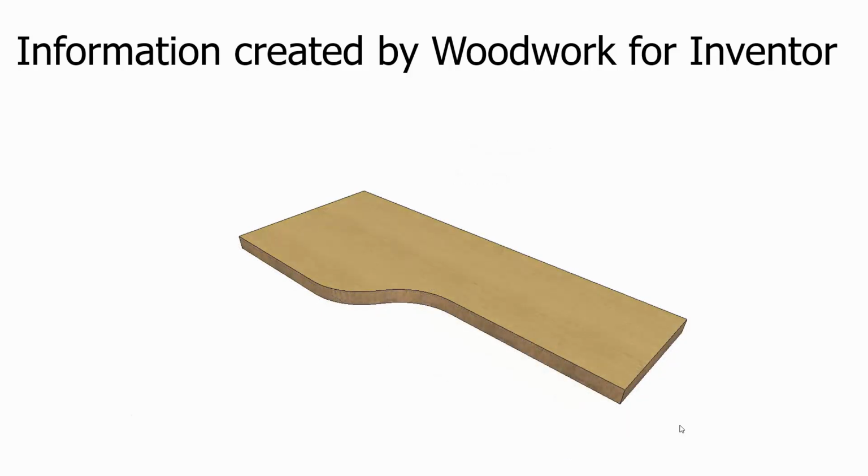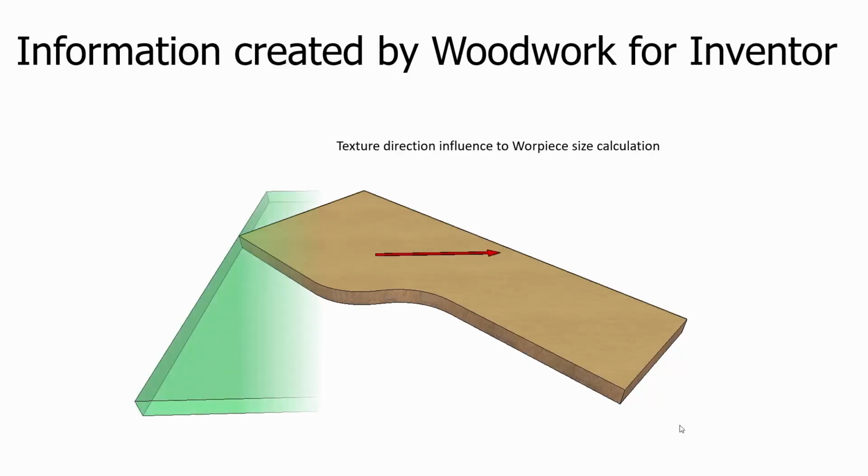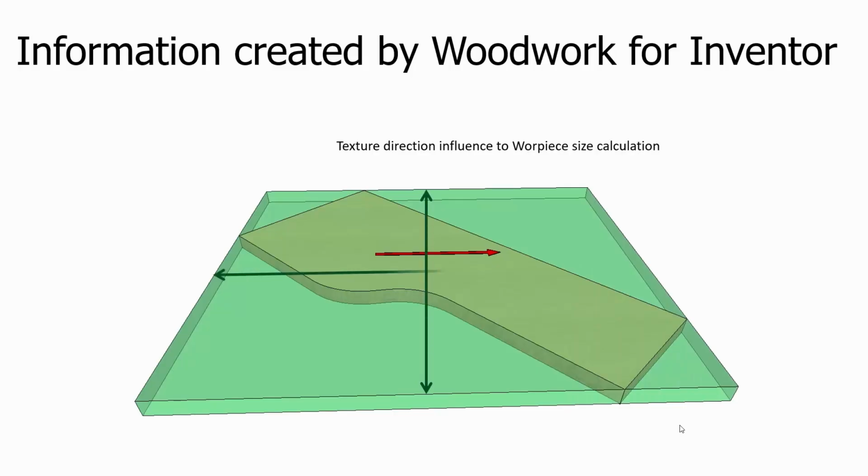If the part is made from a board with a defined grain direction, that grain direction becomes very important. Depending on the grain, we might get completely different blank dimensions compared to when it's calculated just geometrically. The user has the ability to control the grain direction, and with that, control the blank size.